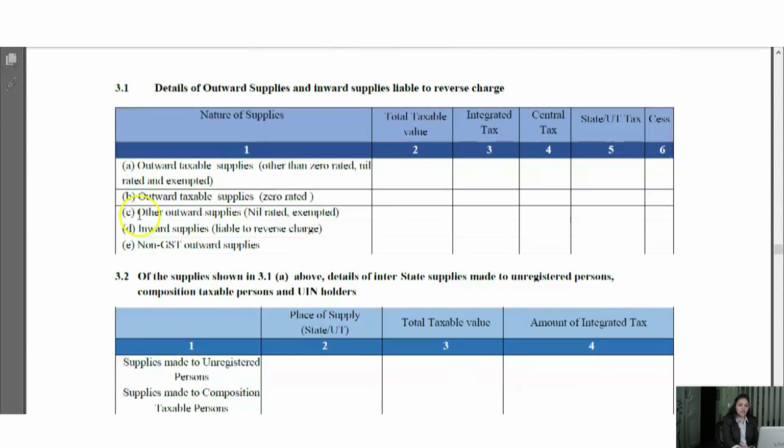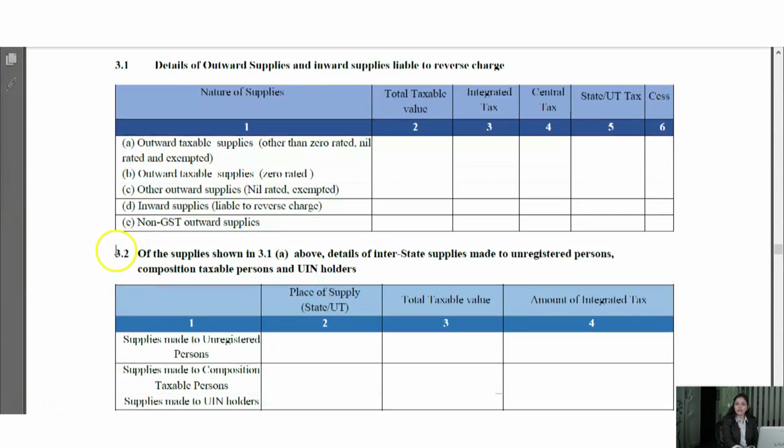In point number C, the user has to mention the taxable value in the case of nil rated or exempt supplies. Then in point number D, the user has to mention the total taxable value in respect of supplies on which the tax has been paid under reverse charge, mentioning the respective taxes charged as IGST, CGST or SGST in the respective columns. In point number E, the user has to mention the value of any non-GST outward supplies.